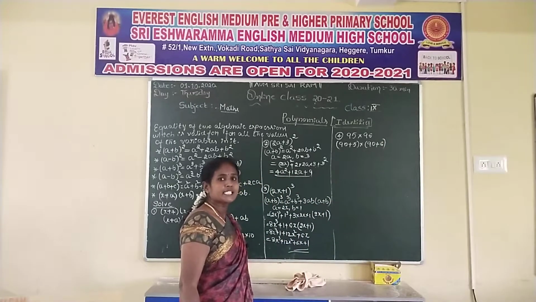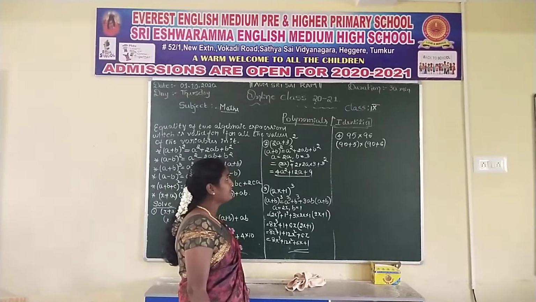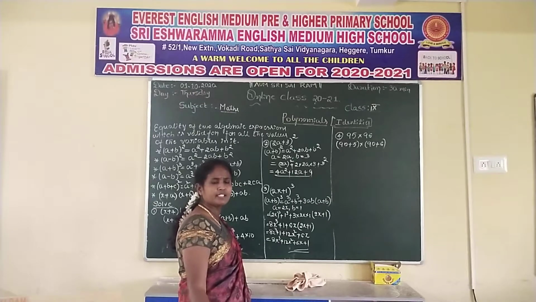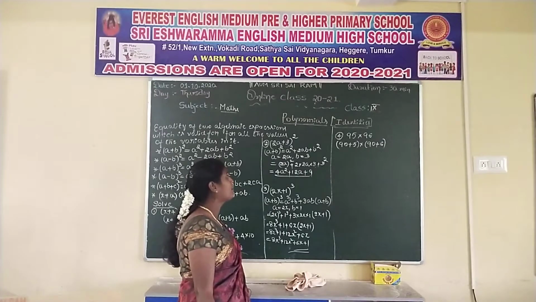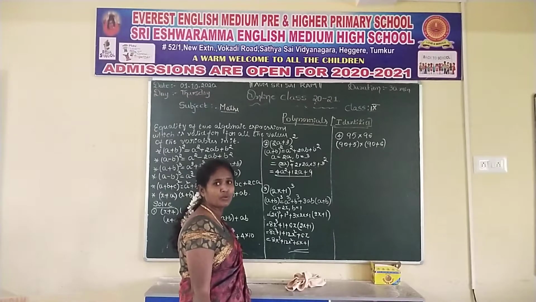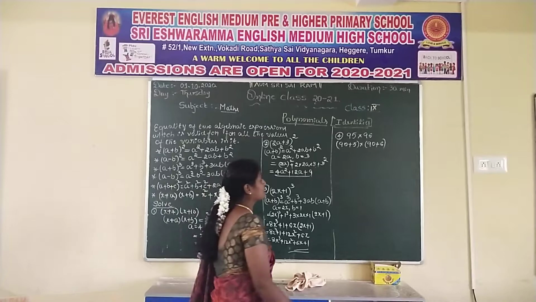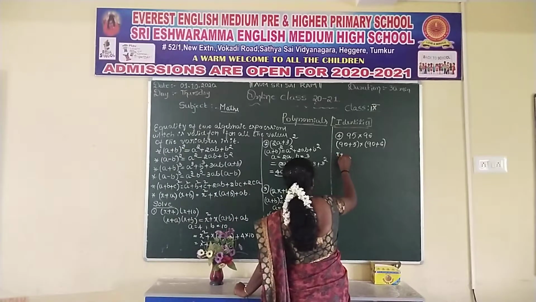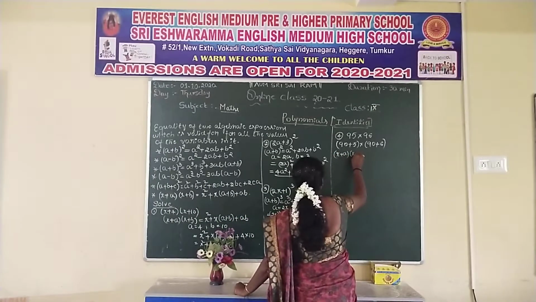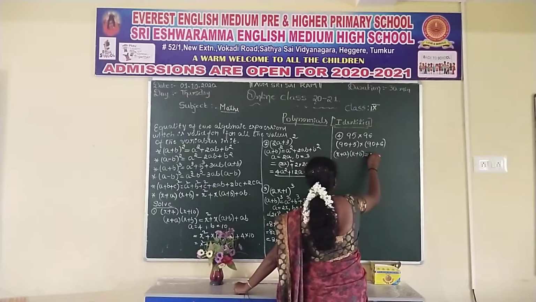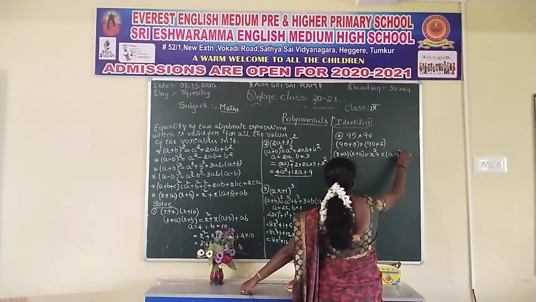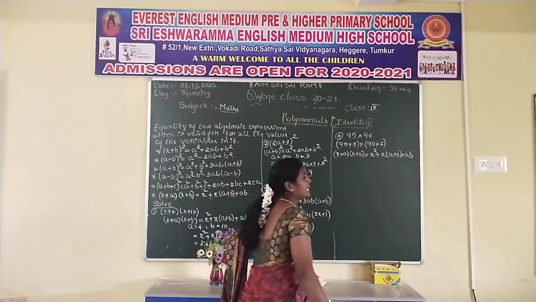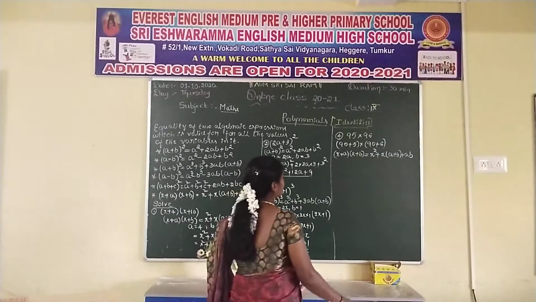Here 95 can be written as 90 plus 5. 90 plus 5 is 95 only. 90 plus 6 is 96. Now which identity do we want to use? (x plus a) into (x plus b). Here the x value must be the same. (x plus a) into (x plus b) equal to x square plus x into (a plus b) plus ab. This is the identity. Now what is the value of x here?